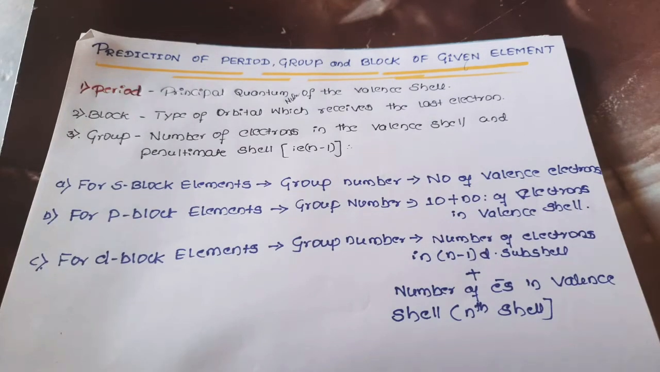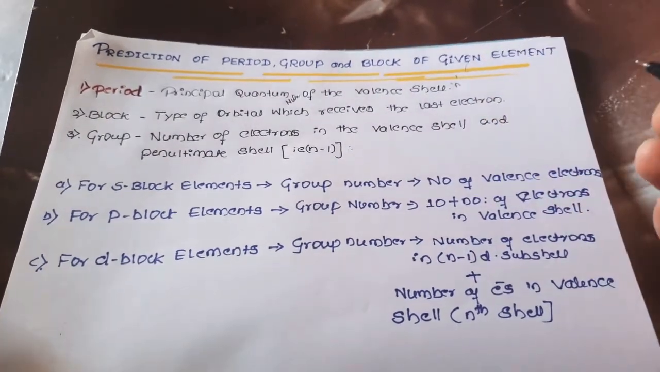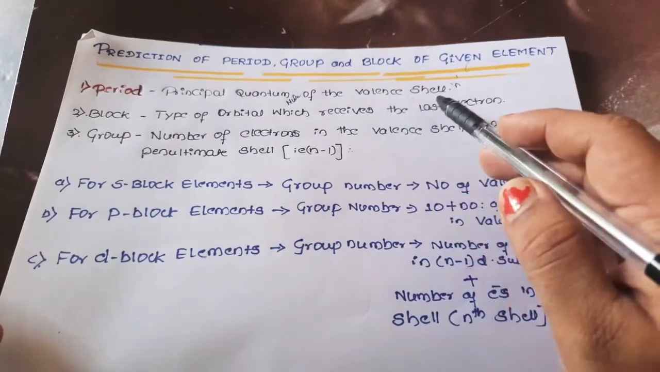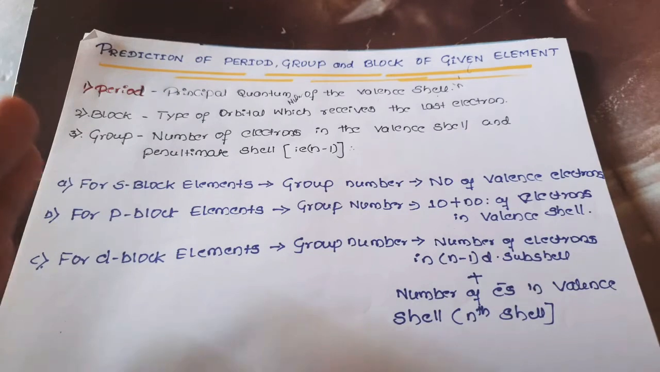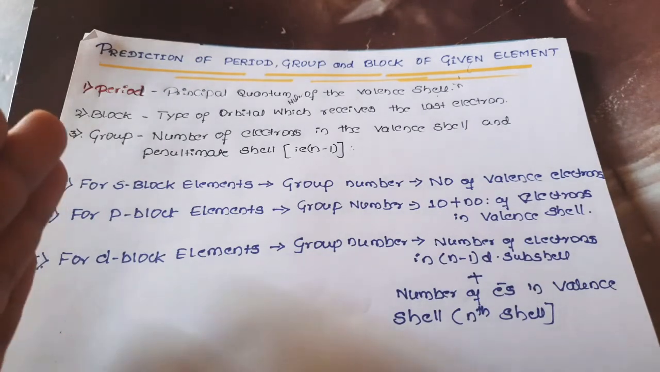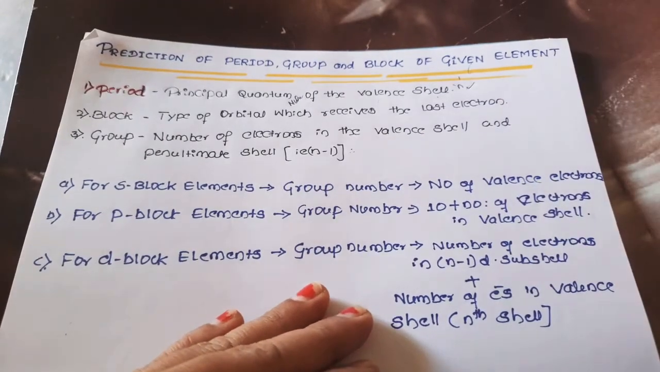The principal quantum number is nothing but the n value. Which n value are you going to see? The valency shell. What is the valency shell? The outermost shell that we have. So you're going to observe the configuration and see the principal quantum number of that valency shell. I'm going to apply this in an example, then you're going to understand.